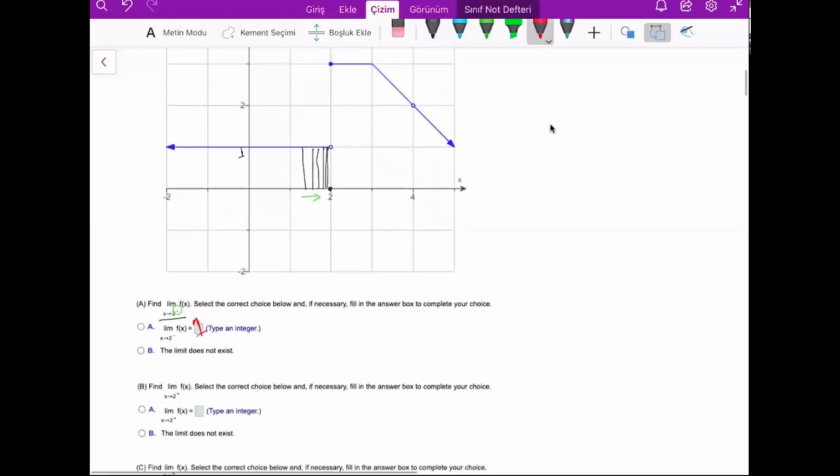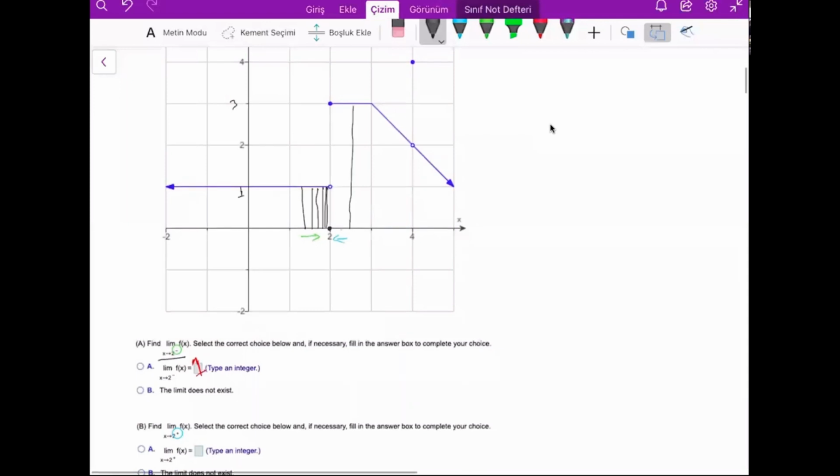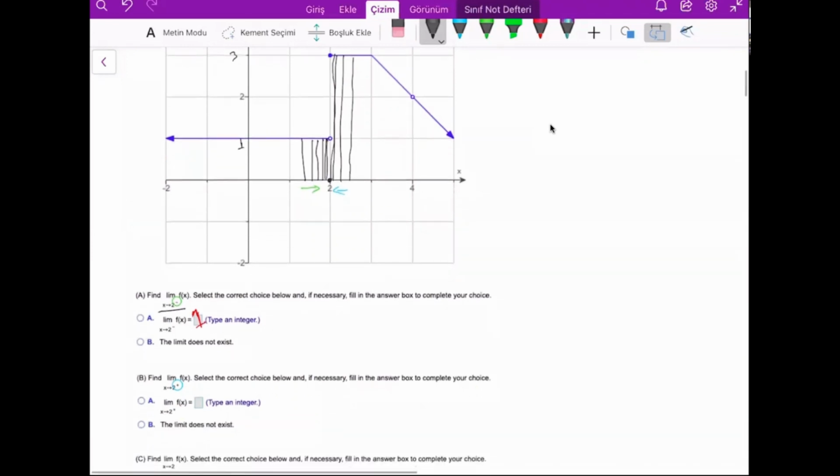Okay. In the second case, we approach 2 from the right side. So let's approach from the right side. Here the function value is 3. Here the function value is 3. Here the function value is 3. So when we approach 2, the function value always approaches the value 2. Okay, 3, sorry. So here the answer is 3.